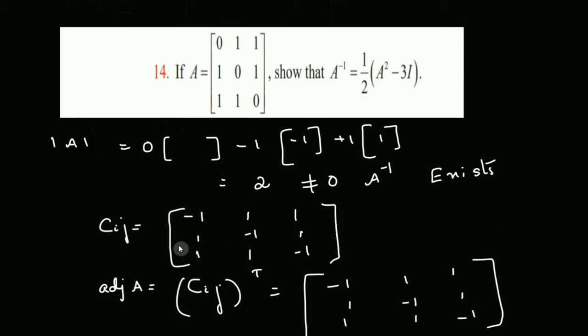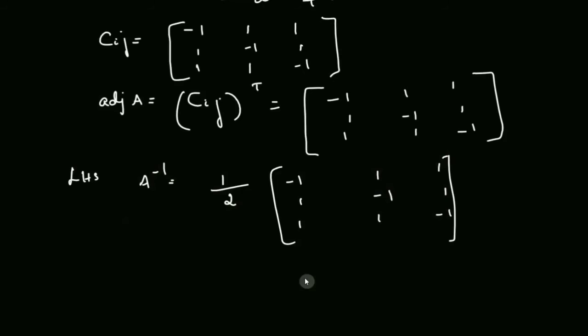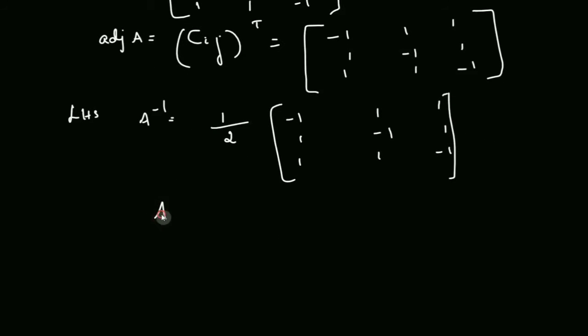Now we have to find A inverse. The LHS is A inverse. So A inverse is 1 by 2 into this matrix: minus 1, 1, 1, 1, minus 1, 1, 1, 1, minus 1. Because you know the formula for A inverse is 1 by determinant of A into adjoint of A. This is the formula we have used. So we have found A inverse. That is the left hand side.